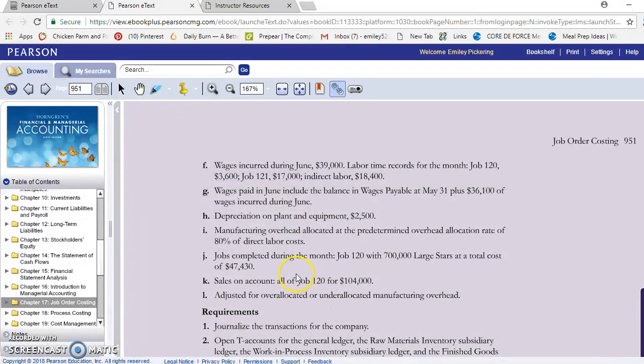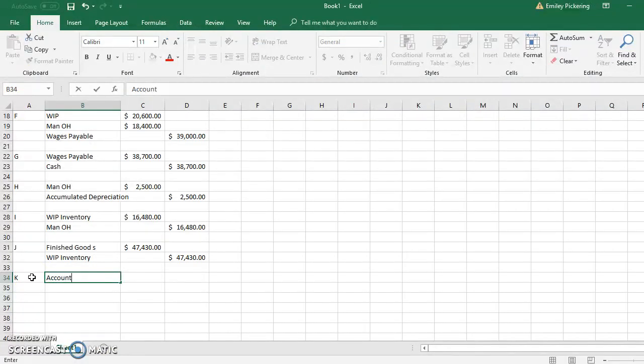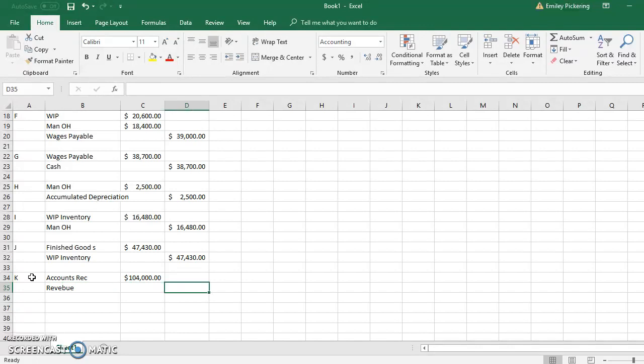So then sales on account were $104,000. On account means it hasn't been paid for yet. So it's going to be accounts receivable, which that was 104,000, and that's revenue of 104,000.